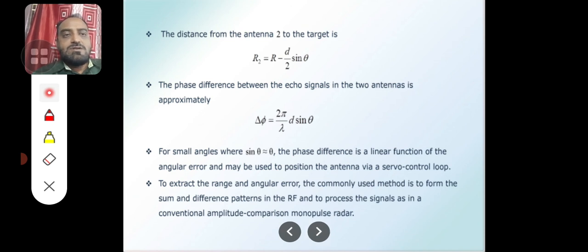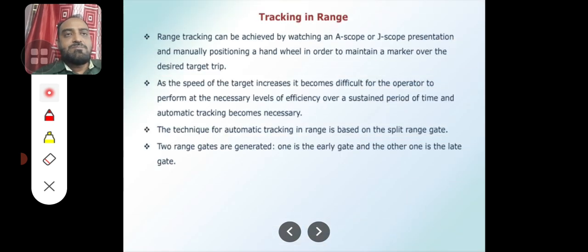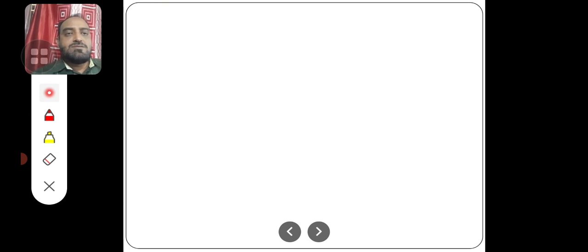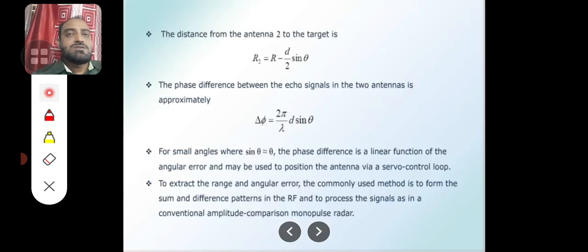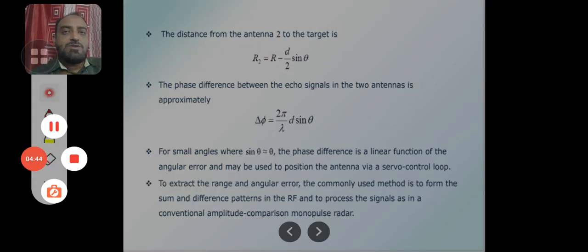This is how phase comparison is carried out. Phase comparison monopulse is used to detect the tracking data of monopulse tracking radar.